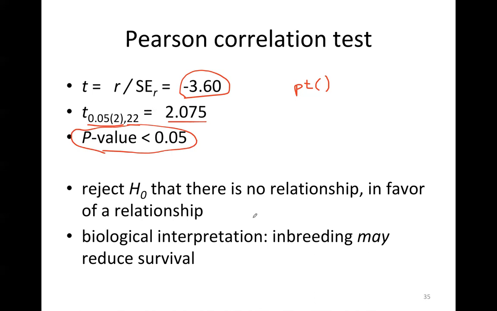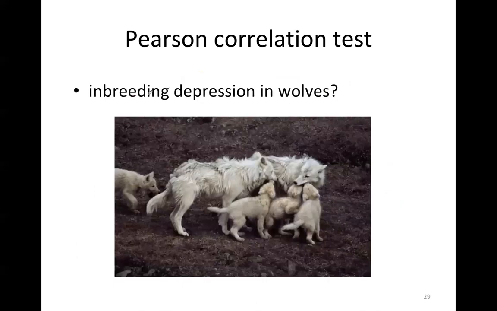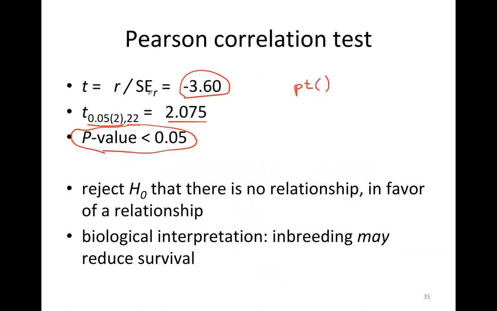And again, what was the null hypothesis? There's no relationship. Rho is 0. That's the null hypothesis. So we can reject the null hypothesis in favor of the alternative hypothesis that there is a relationship. So inbreeding may reduce survival. Again, this is only a sample. It's possible that this could have been a false positive. We always have to be careful. So being modest about our results, being careful, being cautious is always helpful.